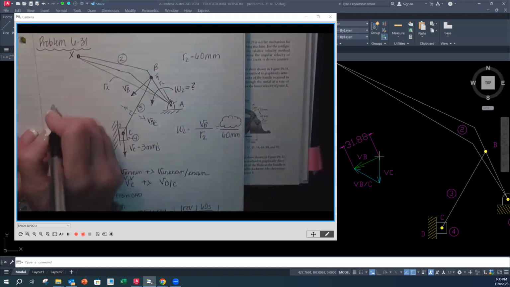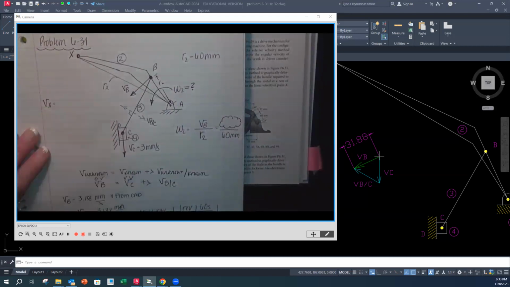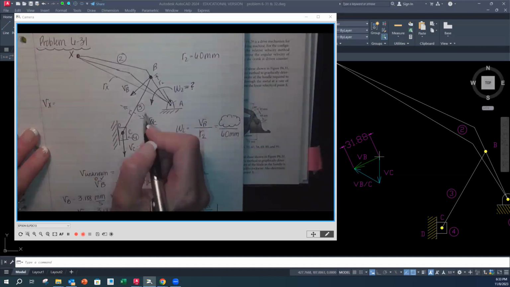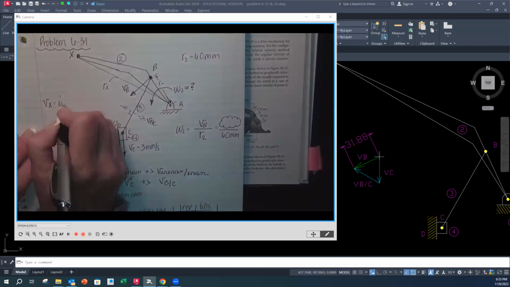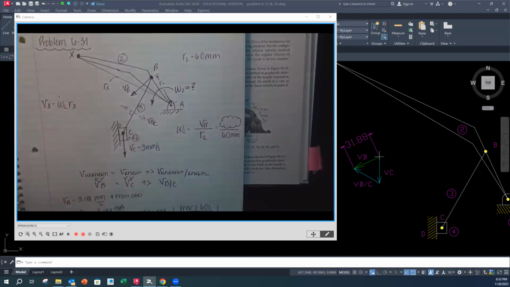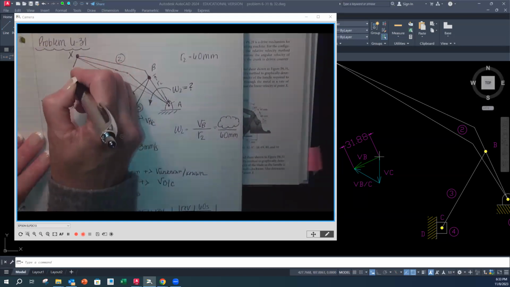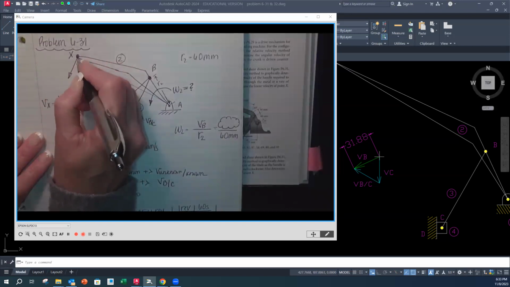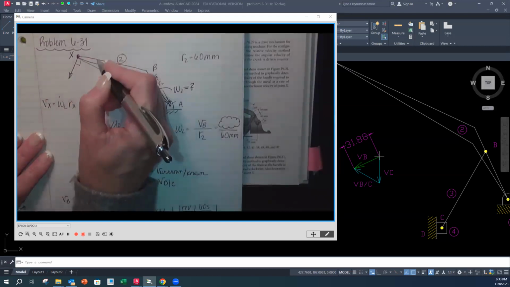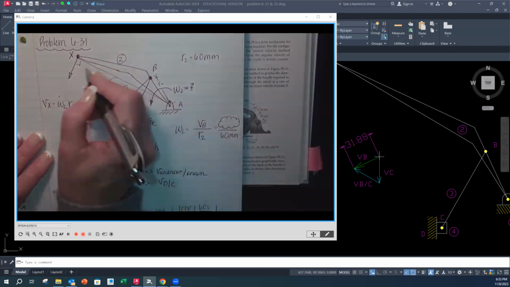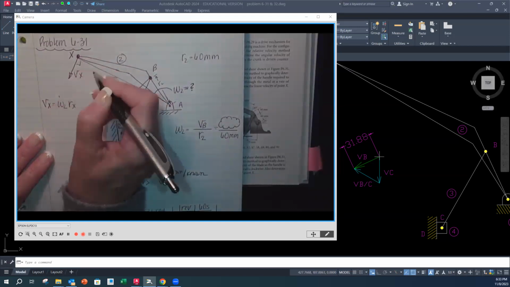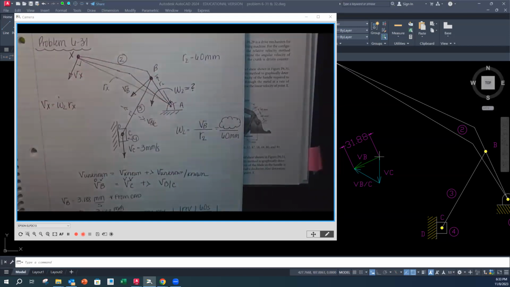Because to get our Vx, we are going to use the rotational speed of W2. So this is going to be W2 times that distance, the distance back to the center of rotation for point X. Then its velocity will be perpendicular to the radius. So not any of these lines here, it's going to be that front line right here. And that is going to be our value for Vx.